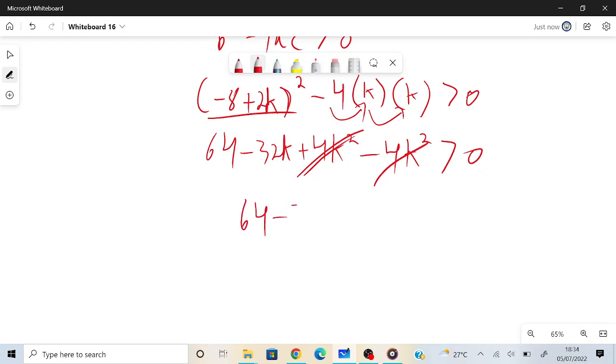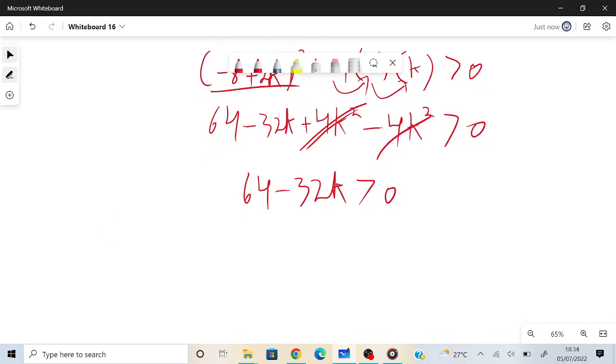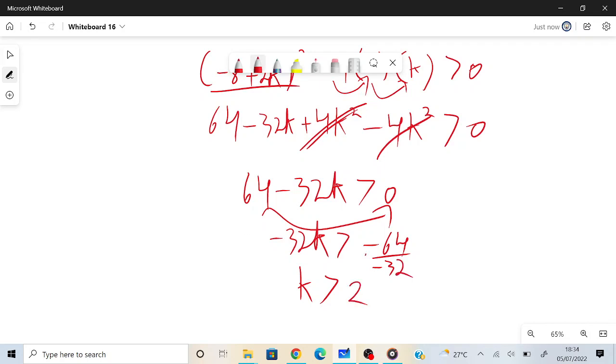We have 64 minus 32k is greater than 0. Now if we're solving for k, we know this is minus 32k is greater than minus 64, because 64 will go to the other side and become minus, and then k is nothing but minus 64 divided by minus 32, and that is positive 2, because the two minuses will become a plus. Do remember, minus is the most dangerous sign in math.